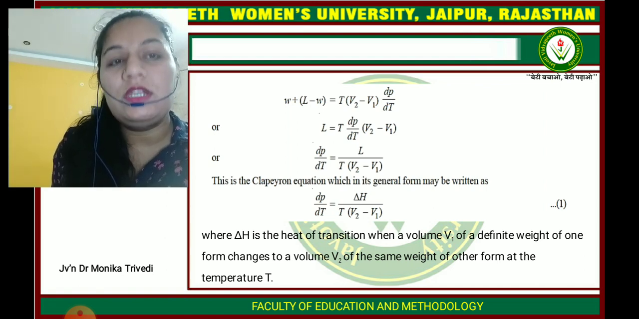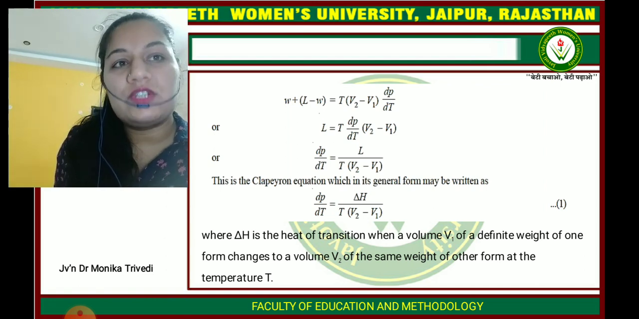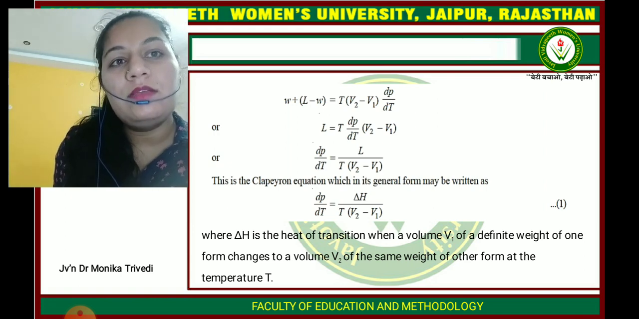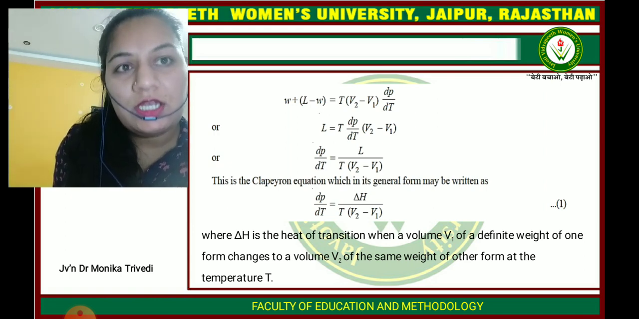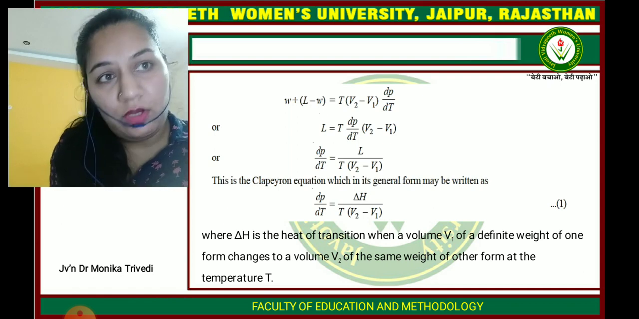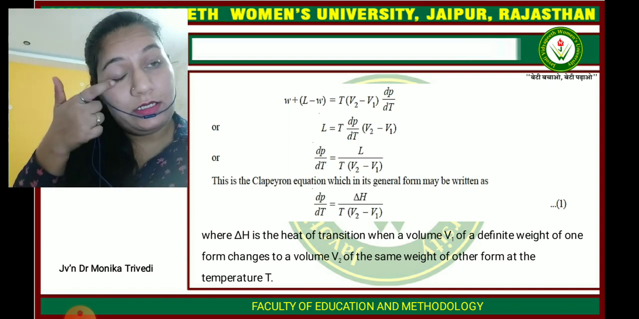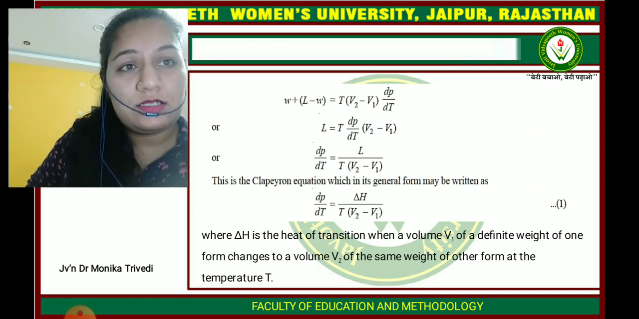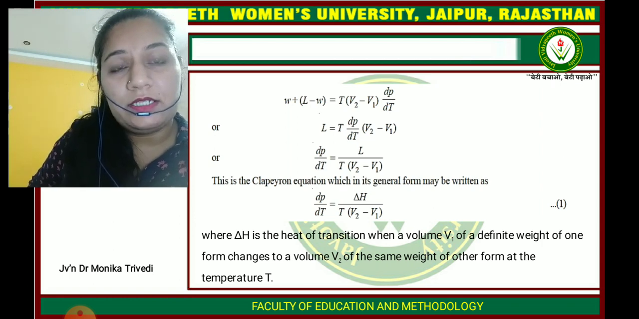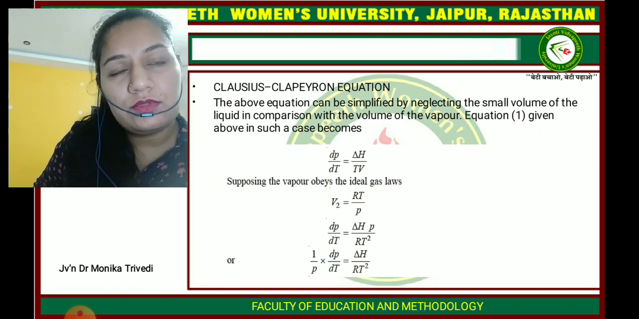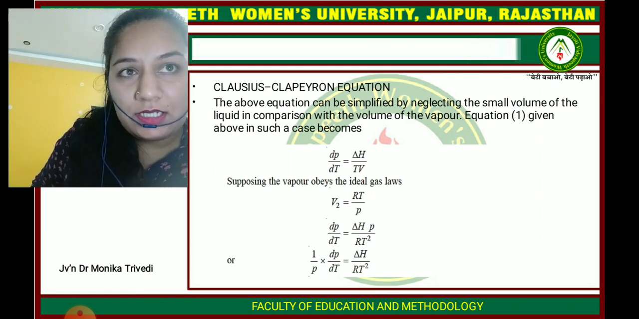This is the Clapeyron equation, which can generally be written as dP by dT equals del H divided by T times V2 minus V1, where del H is the heat of transition when the volume V1 of a definite weight of one form changes to the volume V2 of the same weight of another form at the temperature T. Second, we have to learn about the Clausius-Clapeyron equation.